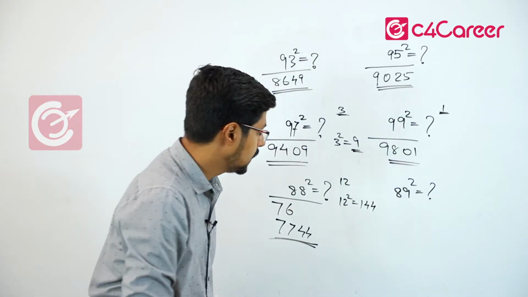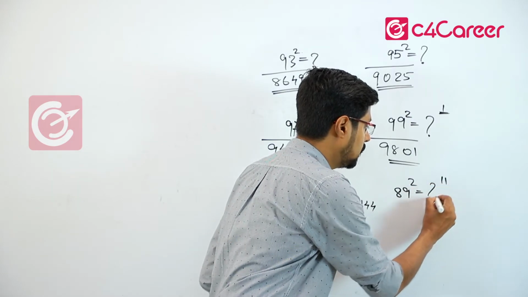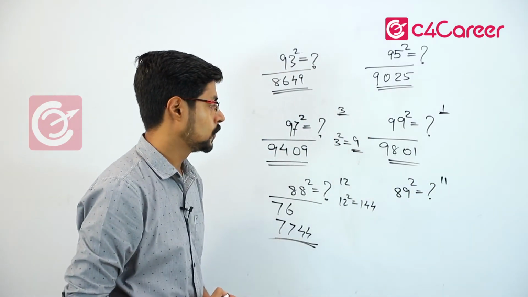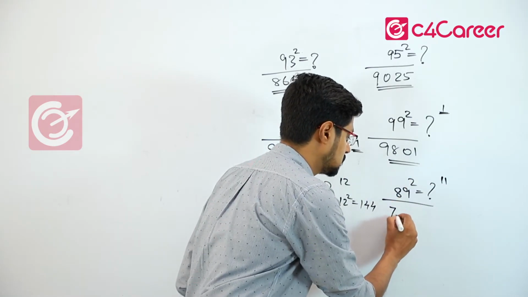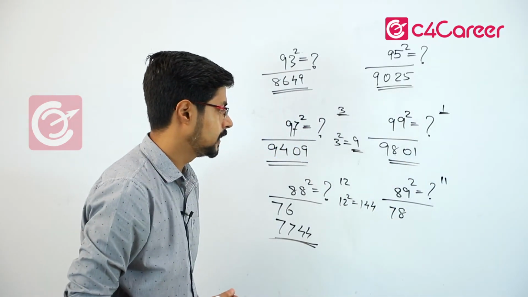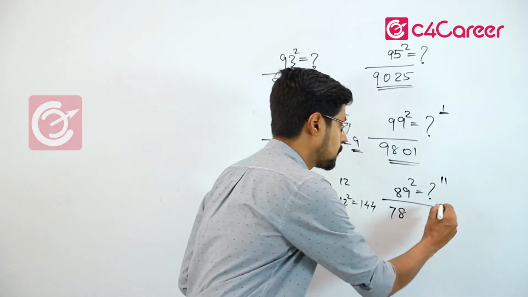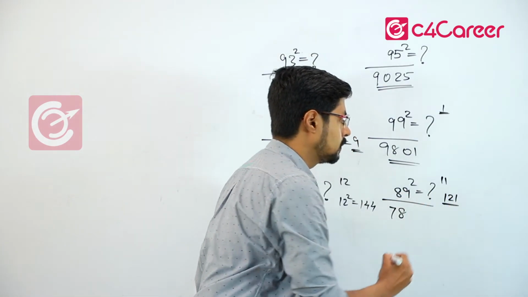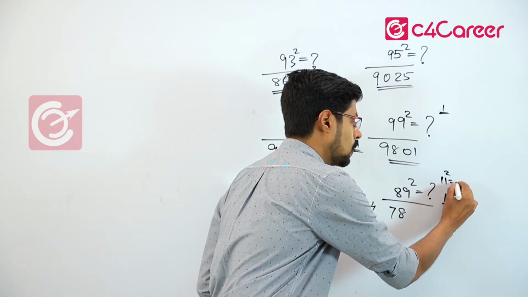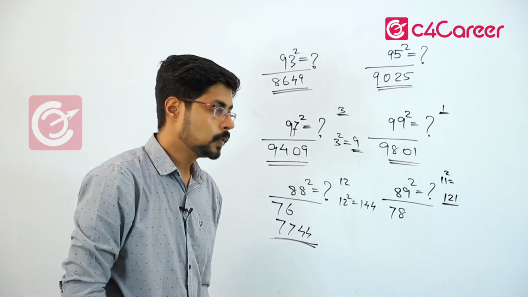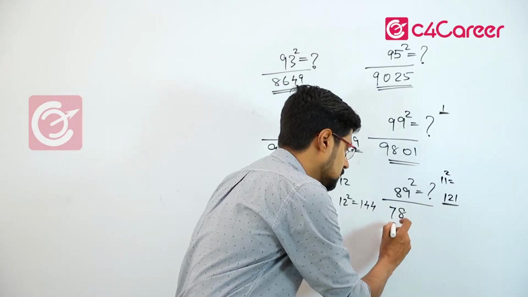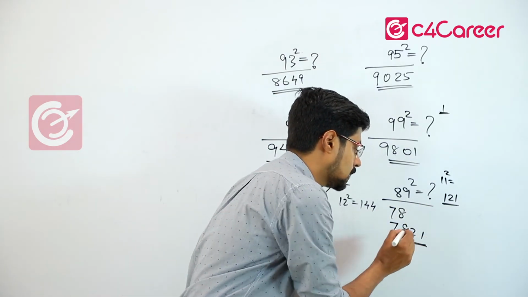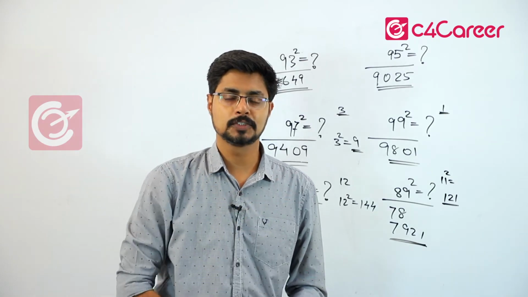Let's look at this one. 89. The difference is going to be 11. So the first part is 89 minus 11. That is 78. What is 11 square? 11 square is equal to 121. So our answer will be, 1 will come as a carry. 7921 is the answer.